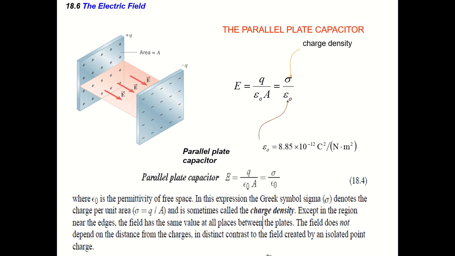So electric field, parallel plate capacitor. In a parallel plate capacitor, we have here the positively charged plate and this is the negatively charged plate. So the electric field is perpendicular to these plates, and we have here the area. The electric field E here is given by this equation: Q divided by epsilon sub 0 multiplied by A.